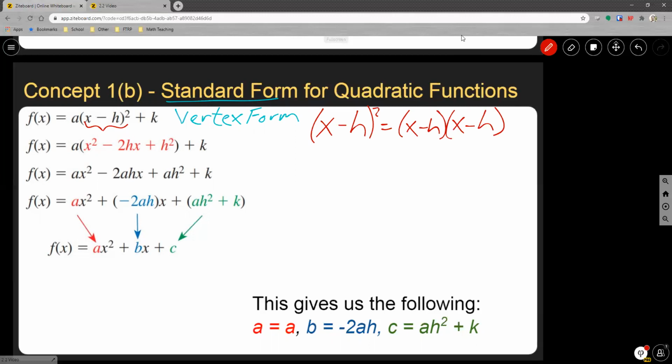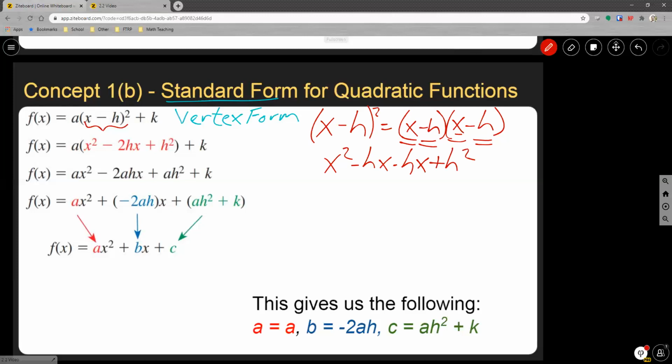And then I can use the FOIL method. So first, outer, inner, last. First times first, x times x gives me x squared. Outer times outer, that's going to be x times negative h, that gives me negative hx. Inner, negative h times x gives me another negative hx. And then last, negative h times negative h gives me positive h squared.